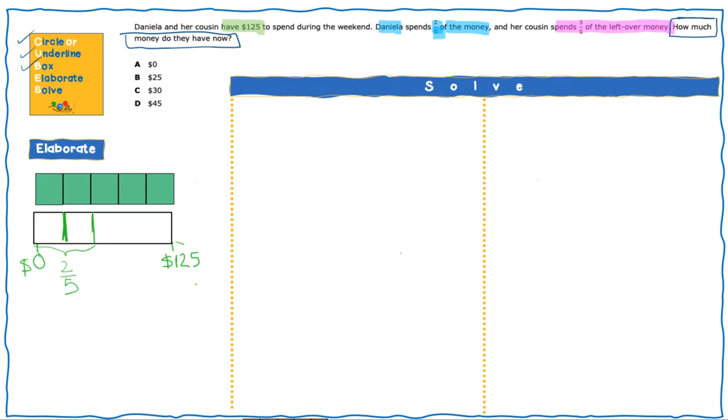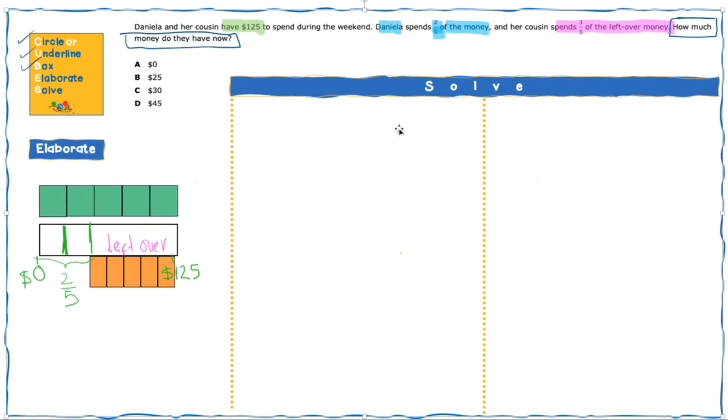Great. The other thing that we're gonna have to do is find 3/5 of the leftover money. And this is the leftover money, guys, right here. I'm gonna put it in pink. This is the leftover money, because Daniela didn't spend this money. But then from this money, her cousin is gonna spend 3/5. So I'm gonna make a picture and see how that's gonna look.